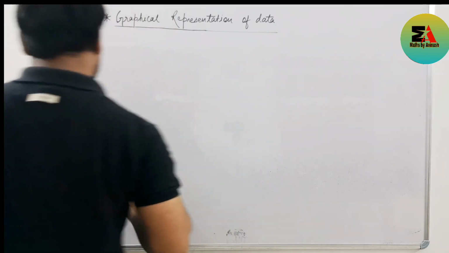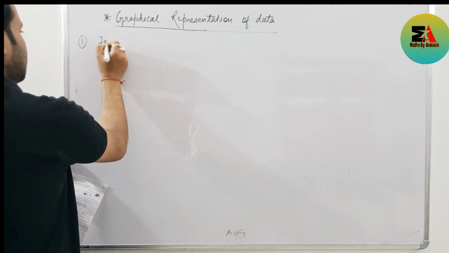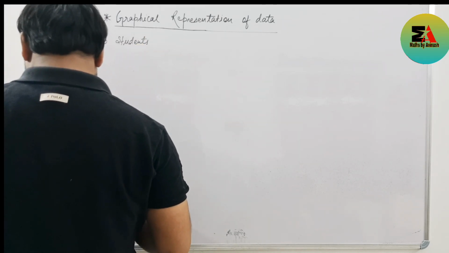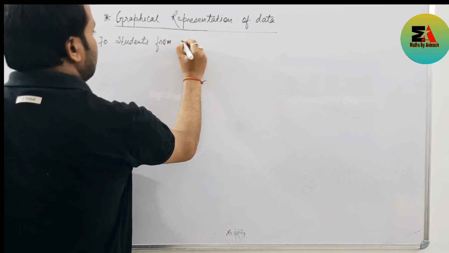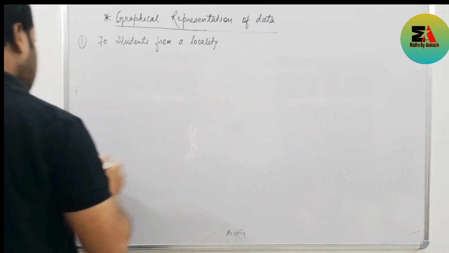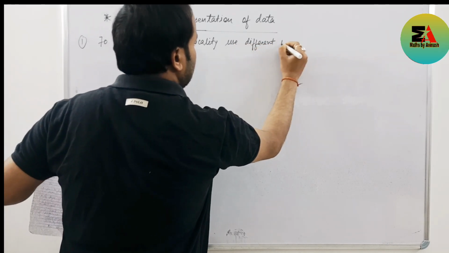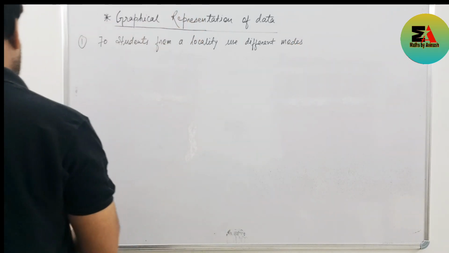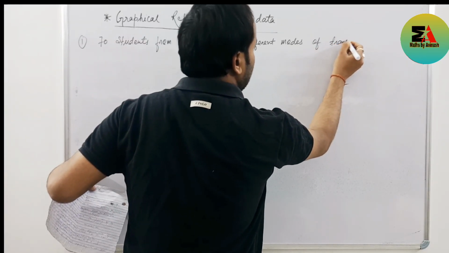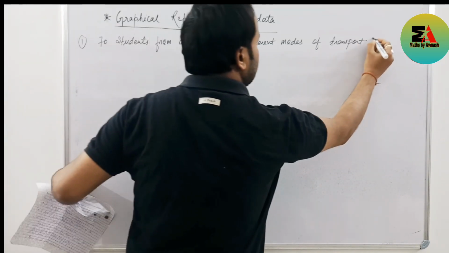Take an example. This is question first. It says 70 students from a locality use different modes of transport to go to school.